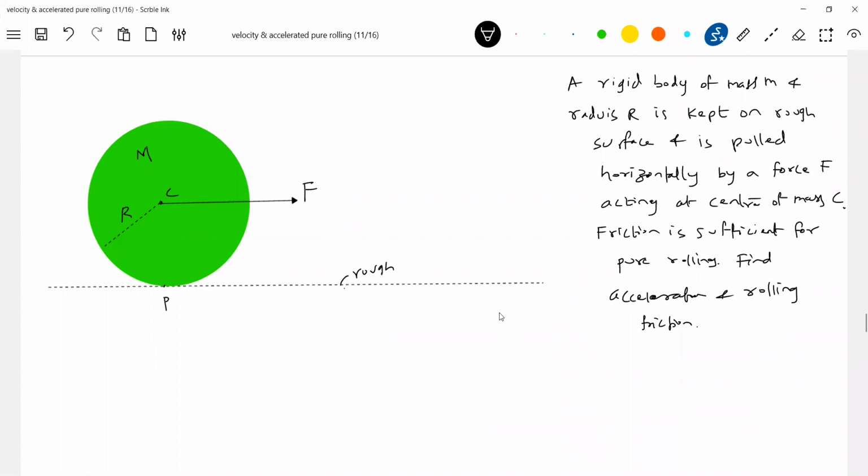At the moment you start dragging it, what will happen to center of mass? The center of mass is going to accelerate.